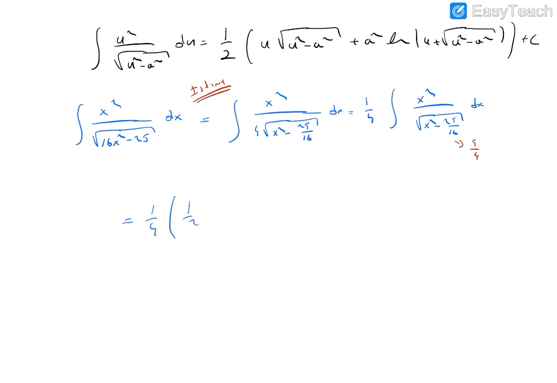1 over 2 x square minus 25 over 16 plus 25 over 16 ln x plus x square, not plus, minus 25 over 16 again. Okay, plus c. So this is the answer. You can make some arrangement. But as a second way, let's look. By using substitution, we can give the response to our question.